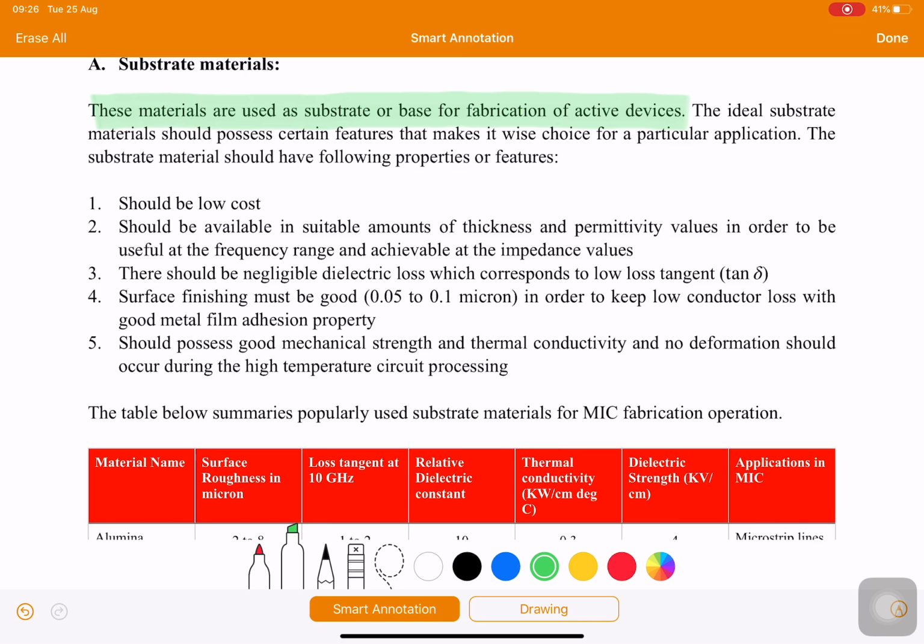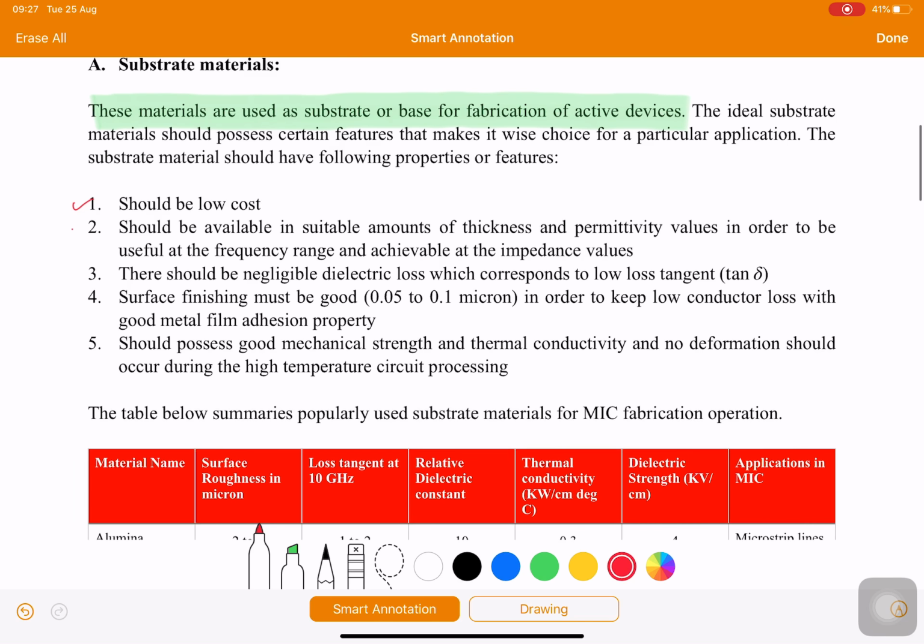The first property is that the substrate material we are going to use should have a low cost. Unless a low-cost substrate material is available, the entire cost of fabrication is going to increase. So the substrate material should be easily available and available at lower cost. It should be available in suitable thickness and permittivity values in order to be useful at the frequency range and achievable at the impedance values.